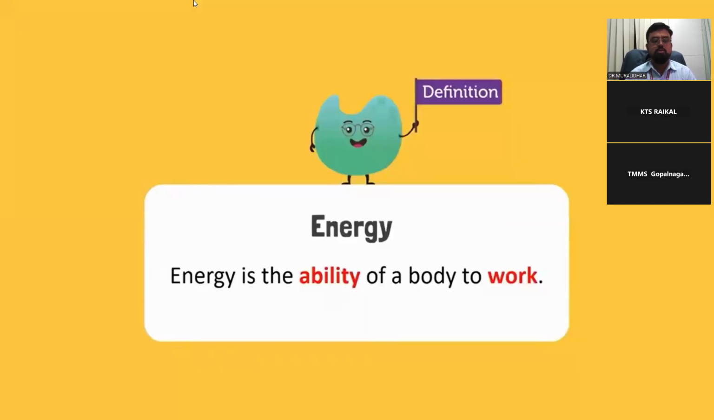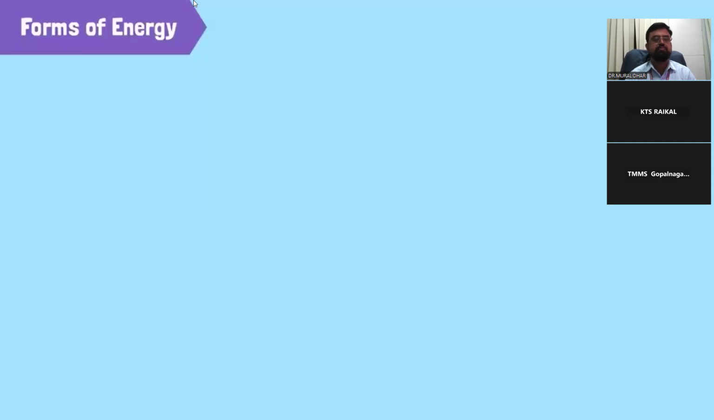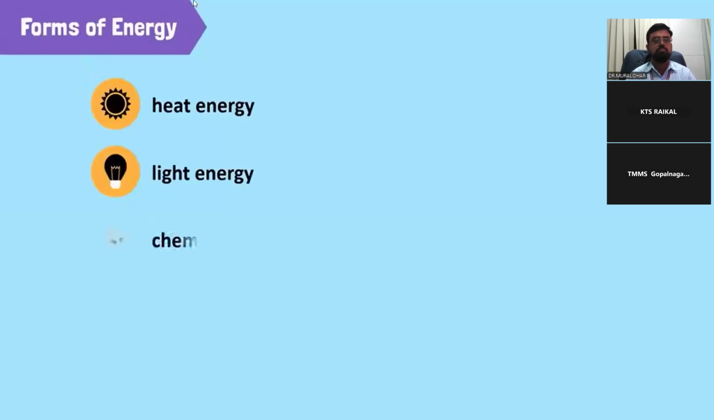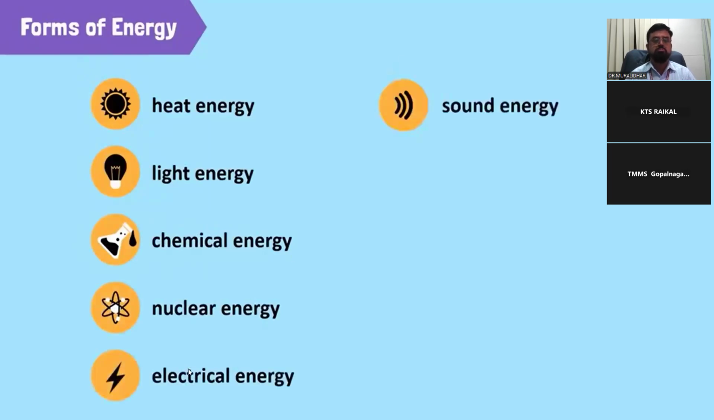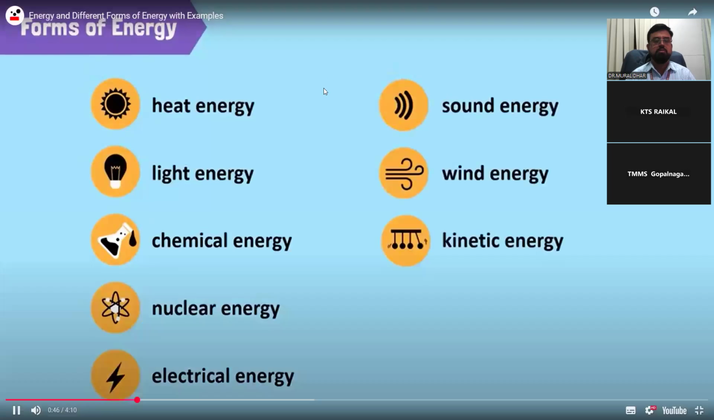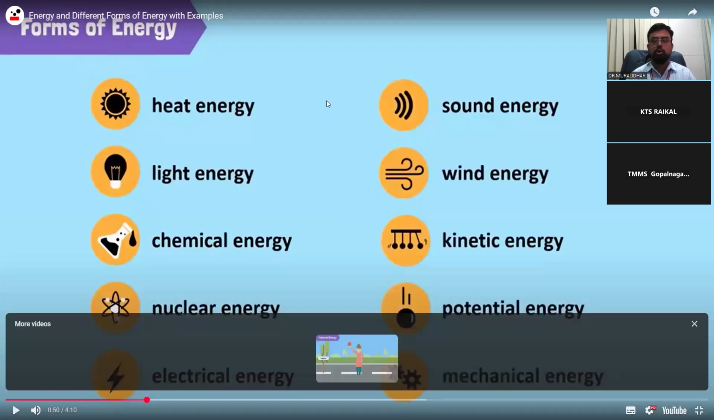Energy is the ability of a body to work. There are various forms of energy. Some forms are heat energy, light energy, chemical energy, nuclear energy, electrical energy, sound energy, wind energy, kinetic energy, potential energy, and mechanical energy. You can note down all these things.